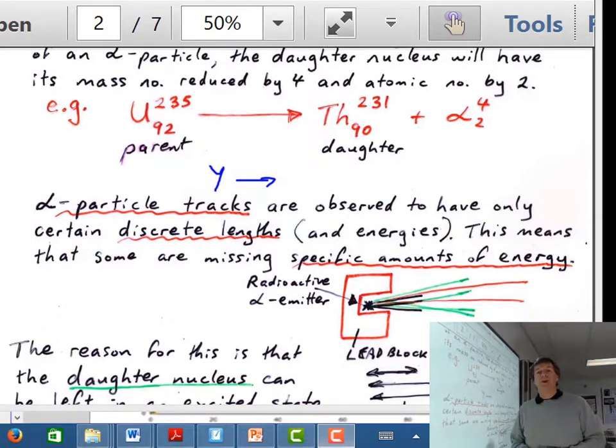Okay, in the last video we looked at alpha particle tracks and the helium nuclei being shot off as alpha particles, and the fact that they were discrete lengths. That was good evidence that there were nuclear energy levels that were taking that missing amount of discrete energy. Okay, and we can look at that here.